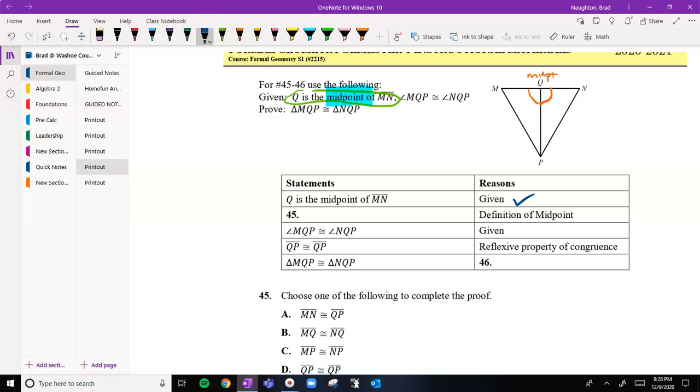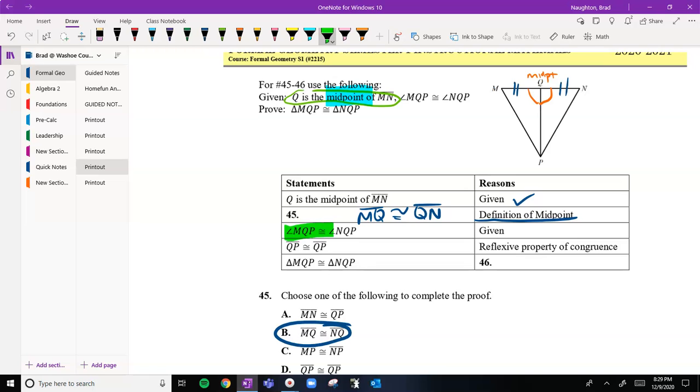So we have our given, check. And then it says they're midpoints. Well, if it's a midpoint, because it says definition of midpoint, let's put that MQ is the same as QN. So if we look at that, that's basically that one right there. So we have boom shakalaka, boom shakalaka.